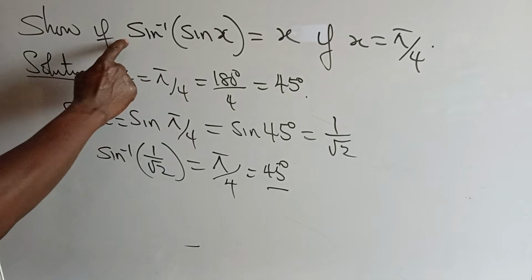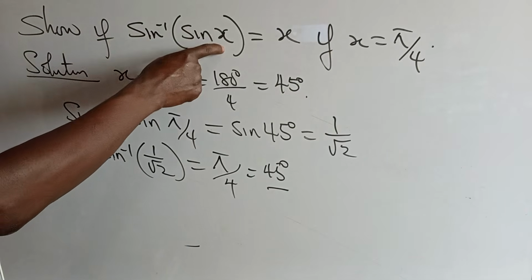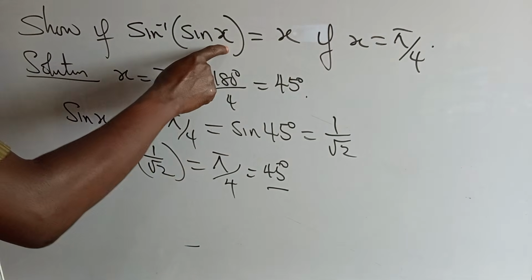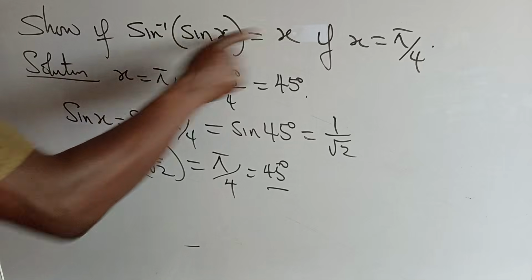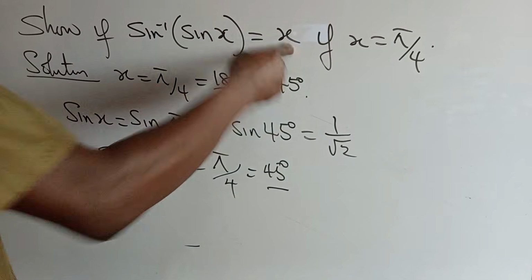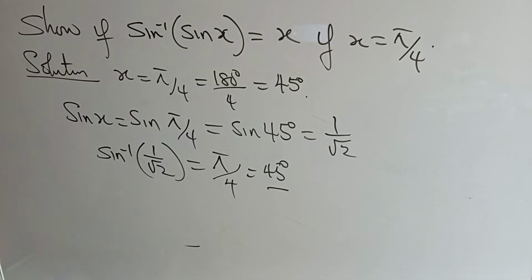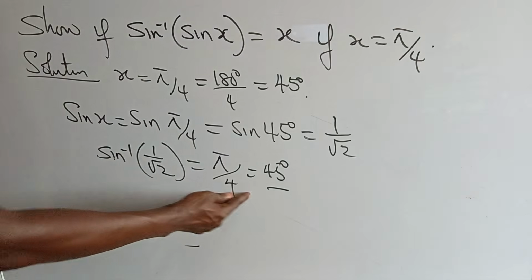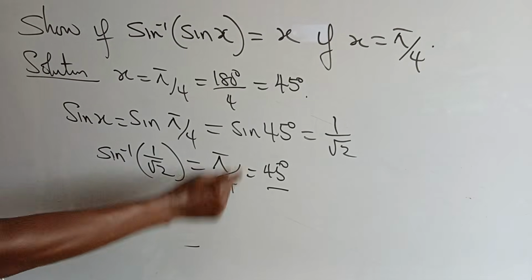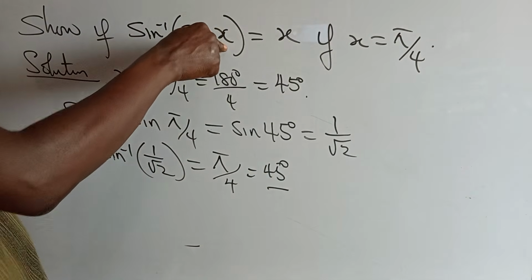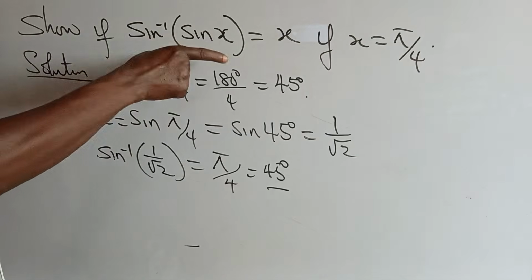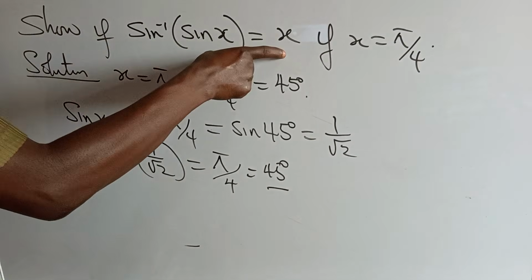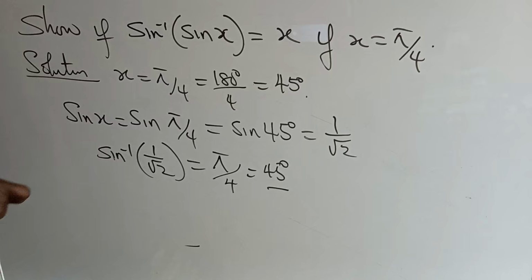So let's now check. Is it correct? Sine inverse of sine x, our x is pi over 4. Sine inverse of sine pi over 4 is equal to pi over 4. That is correct. Since we have been able to get pi over 4, which is the same value of x that we used initially, that means this particular equation is satisfied. And why is it satisfied?